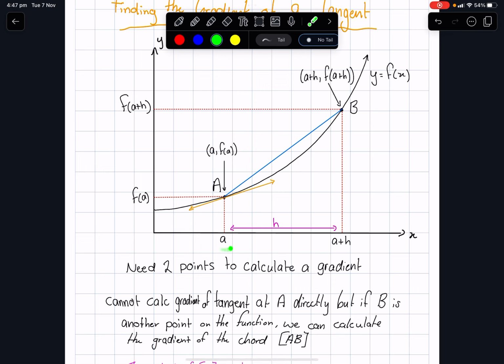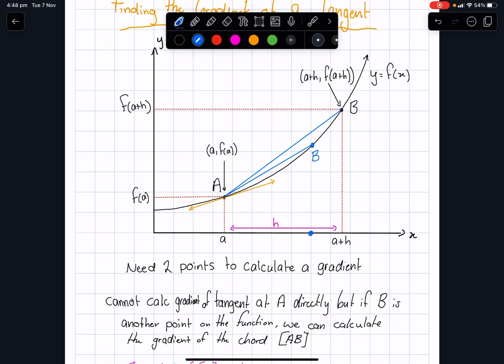Now, I've got point A here, and then I've got point B, which is just some distance h from point A. So we've called that A plus h, and it's separated by h. But what happens when we can bring this h value and make it smaller? So if I say A plus h is now here instead, that means I've got my B value here. So let's draw a tangent there. Now we can see this new tangent line is starting to look a bit closer to the same gradient as I've got at the tangent of A.